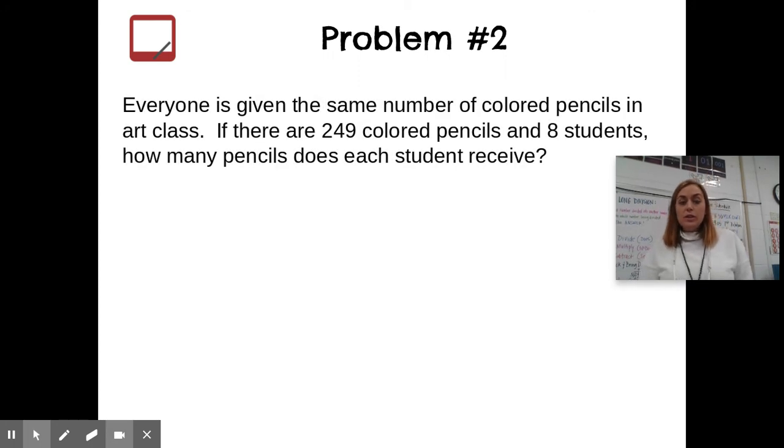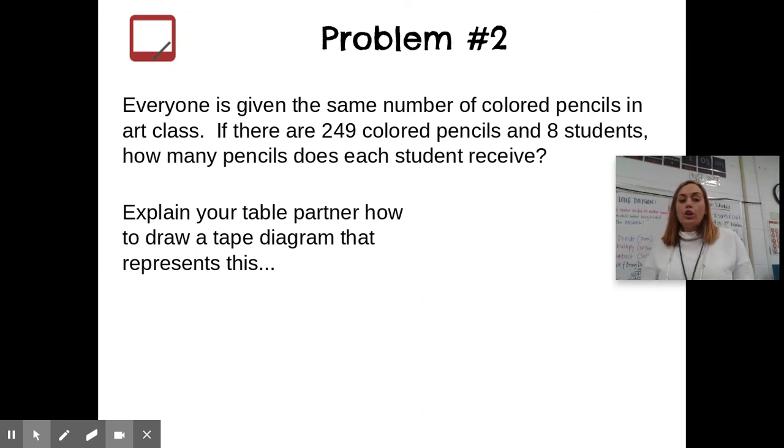This word problem is using colored pencils and students, okay? So you guys can relate to this question. Everyone in our class is going to be given the same number of colored pencils. If there are 249 colored pencils and 8 students, how many pencils are each student going to get, okay? So go ahead and reread that and be thinking about how you could illustrate that, how you could draw it. How are you going to draw a tape diagram? What do you know, and what are you trying to figure out?